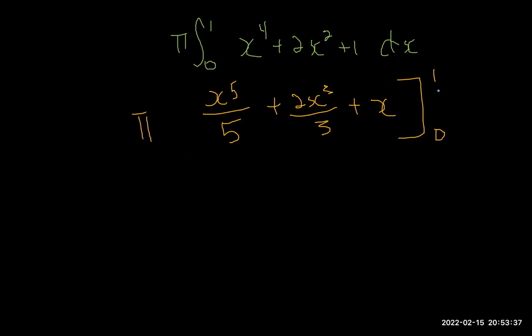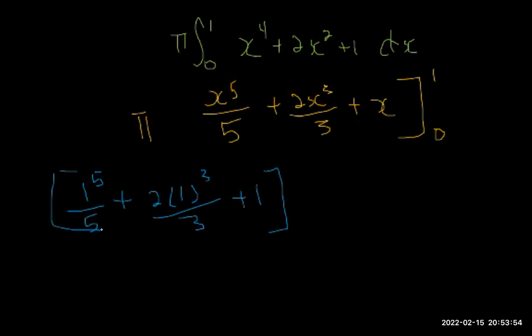Okay, so we substitute in 1. So that's 1 to the 5 on 5 plus 2 times 1 cubed on 3 plus 1, minus, you actually write it out, okay? So you're putting the 0 wherever you see x. Just dot dot dot, because it'll take a while. But you actually write it. You have to write it. Wherever you see x, put the 0. So this value is going to be 0.